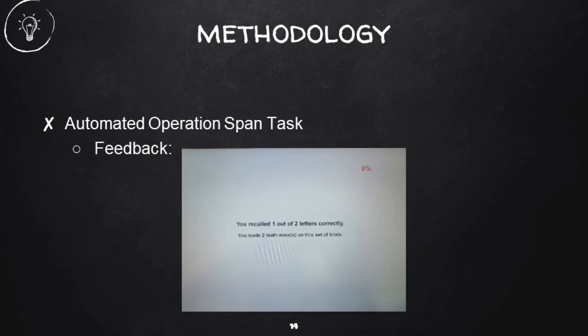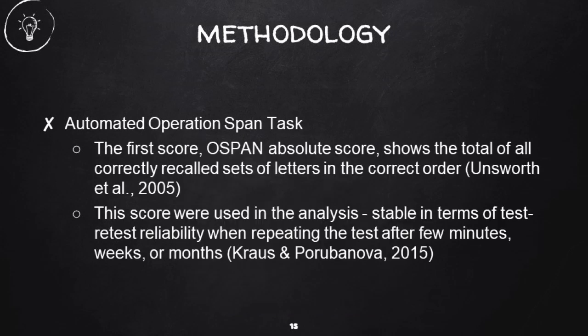Next, the participants were presented with feedback that shows the success of the task, showing how many letters the participants were able to recall correctly. In the automated operation span task result, the first score, which is the Ospan absolute score, shows the total of all correctly recalled sets of letters in the correct order. This score was used in the analysis. It is stable in terms of test-retest reliability when repeating the test after a few minutes, weeks, or months.